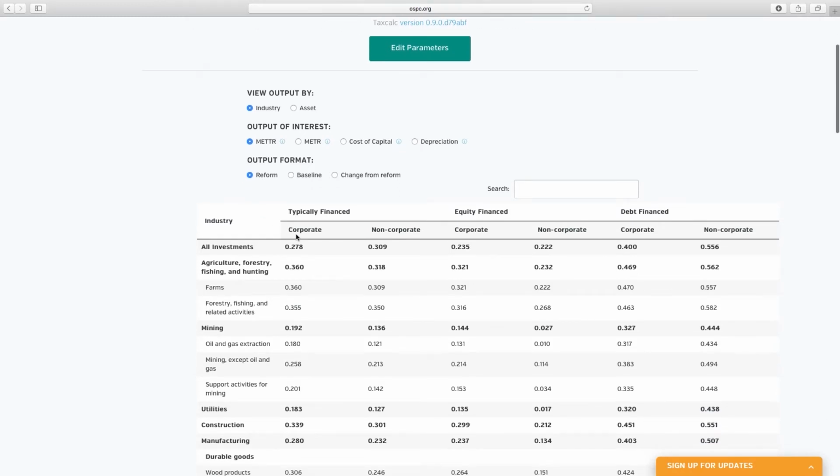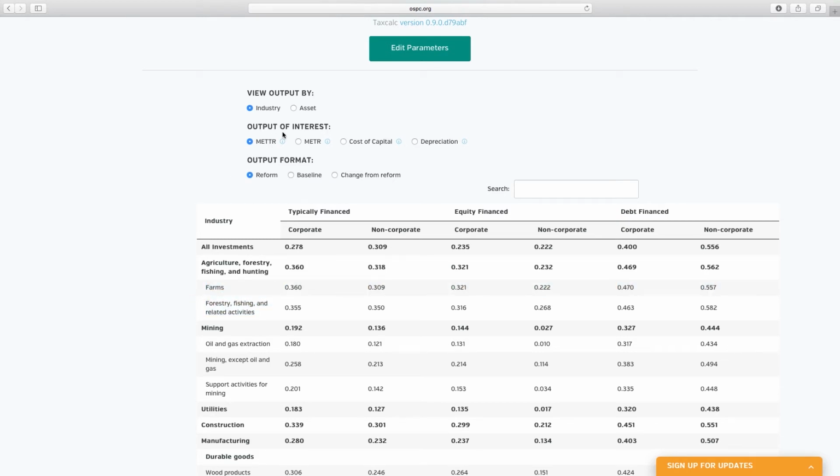Looking at the table, we can see that there are 6 columns. In the first two, we see the marginal effective total tax rate for typically financed investment. That is, investment financed by the historical mix of debt and equity used by either corporate or non-corporate business entities. Columns 3 and 4 show us the marginal effective total tax rates for equity financed investment. And the last 2 columns show us the marginal effective total tax rates for debt financed investment. The first row shows us the overall marginal effective tax rates across all industries. Next, we see industries broken out by major industry in bold and then sub-industries below that.